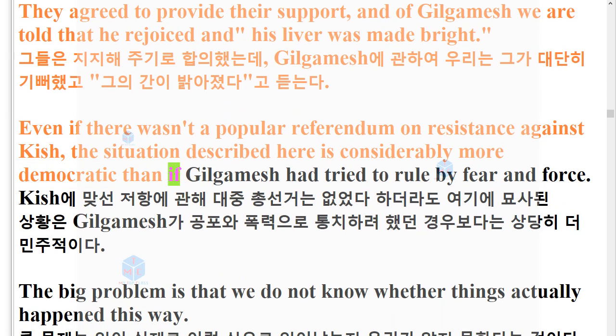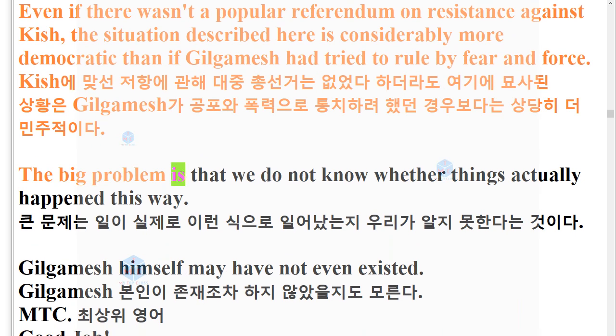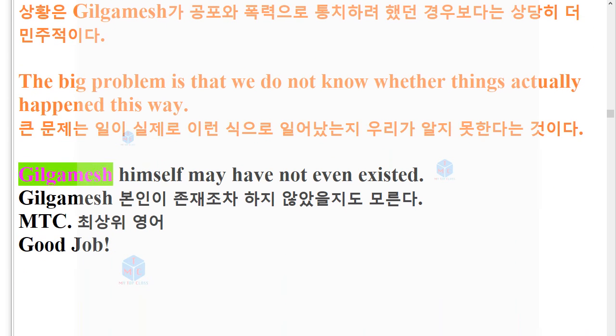more democratic than if Gilgamesh had tried to rule by fear and force. The big problem is that we do not know whether things actually happened this way. Gilgamesh himself may have not even existed.